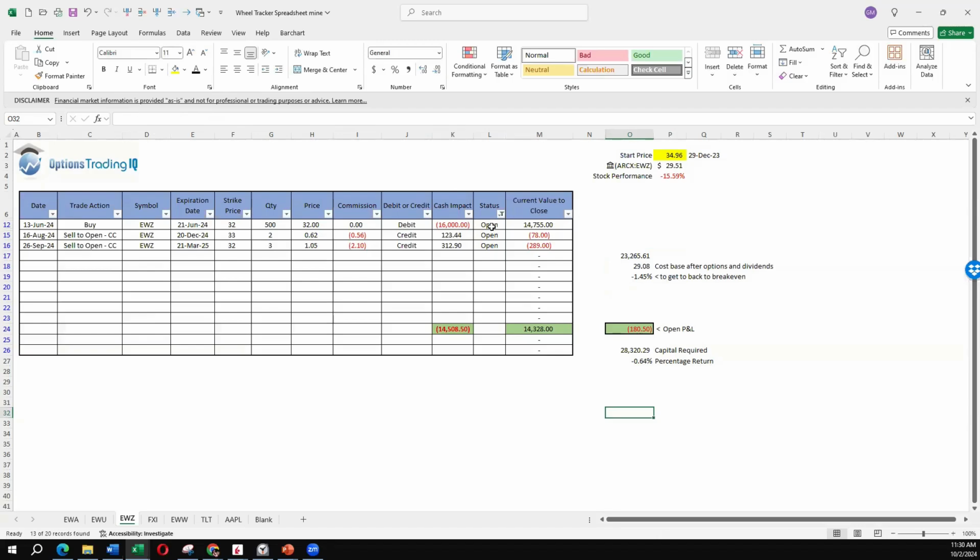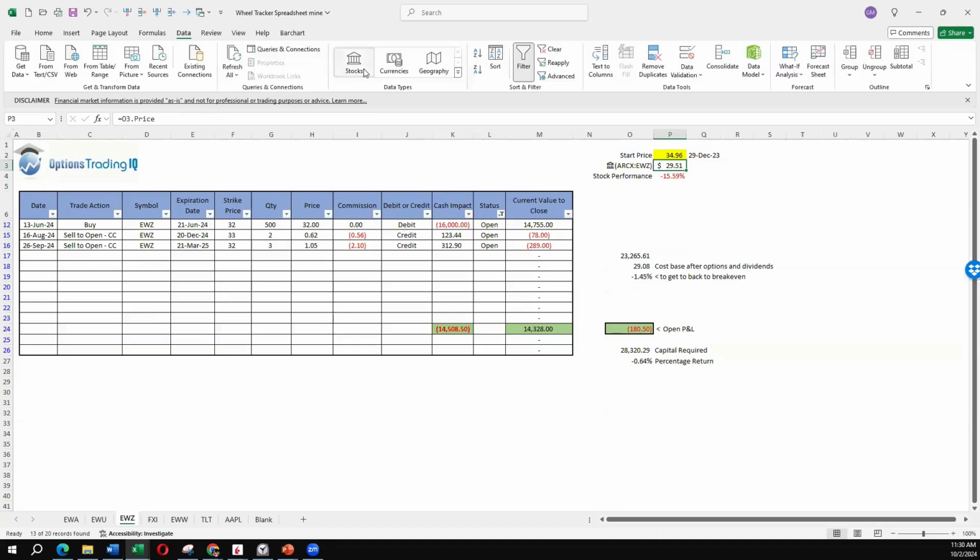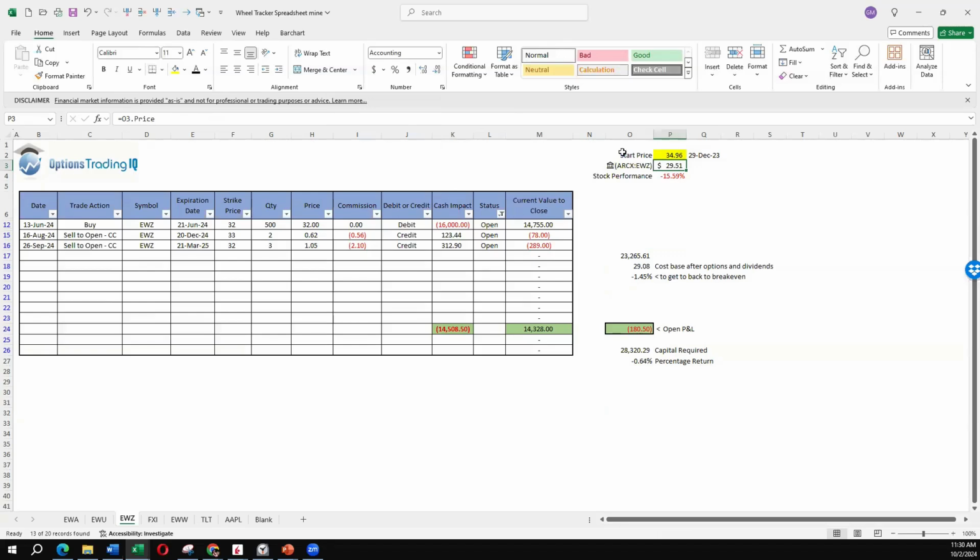Hopefully it's pretty straightforward. Just remember, this is the current stock price that should come in automatically. I think it's linked with Google Finance. I'm not an expert, but sometimes some people have problems with it. This is the current stock price, it should populate automatically. If it's not, let me know. I might be able to help. This is the price that the stock was at when you started trading. This is the performance of the stock over the life of the trade. And this is our performance on our wheel trade here.